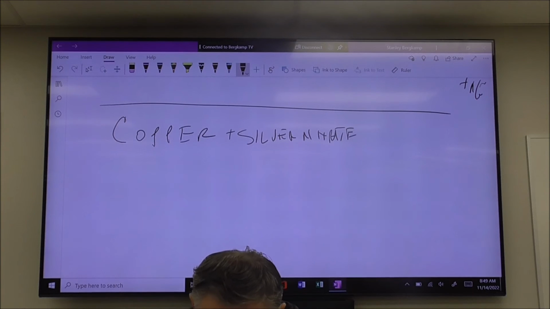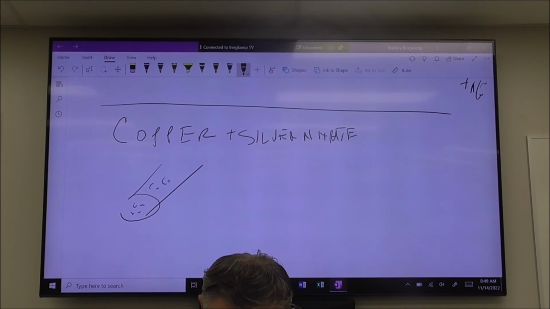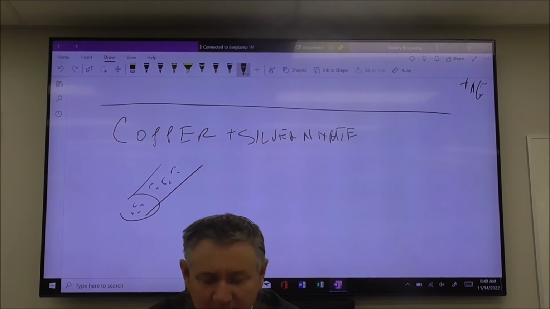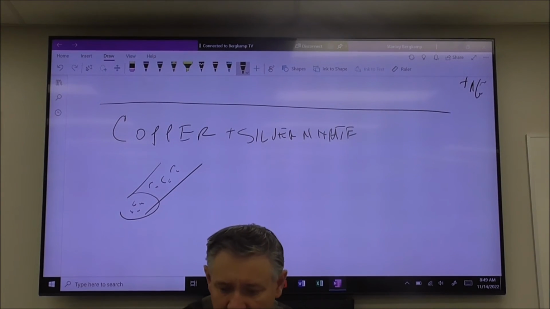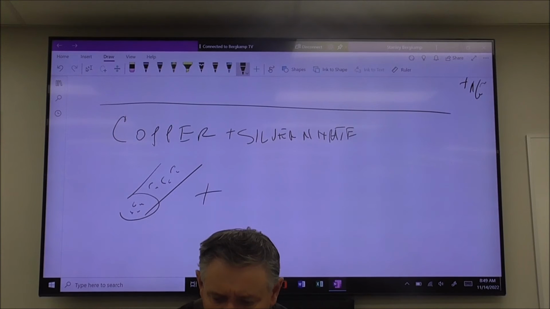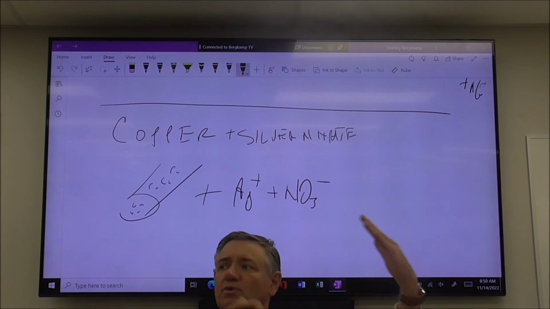On an atomic level, if you could shrink that down, here's this copper wire, and you had all of these copper atoms that are hooked up together, and they're bound up. They don't have an oxidation state. And then what's going to be important is that you realize these are silver ions and these are nitrate ions that are in the water.